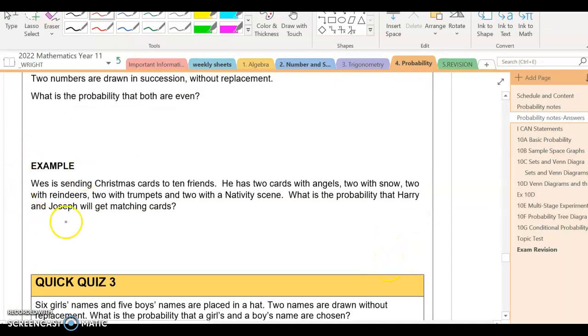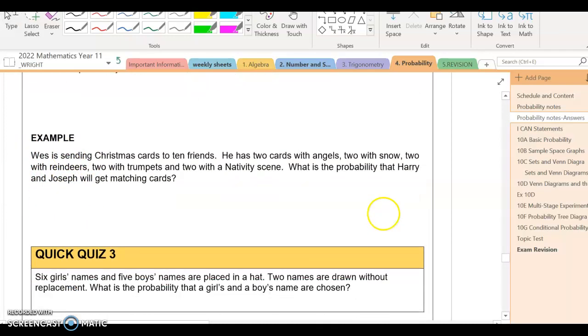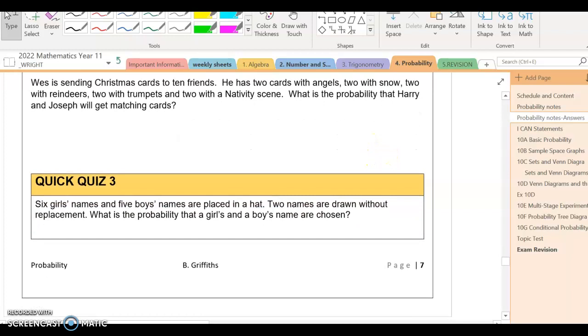There's another example here that is in the OneNote that talks about sending out some Christmas cards. The solution for that one is in the OneNote. The next one is quick quiz 3.